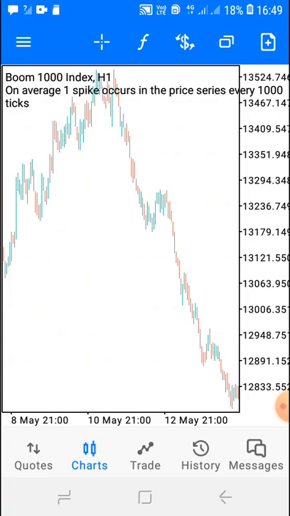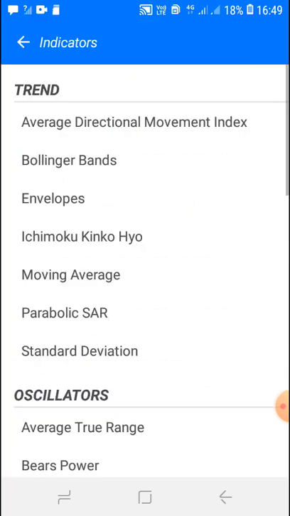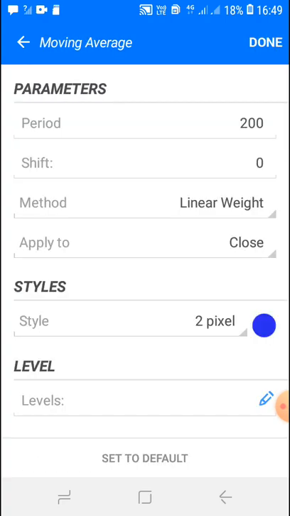So let's get started. The first thing you want to do is, if you use this strategy, go to the 1 hour time frame and click on the F plus button. The first indicator that we're going to need for this strategy is our moving average. Now make sure that your parameters are like this. The period should be 200, shift zero, method linear weighted, apply to close, style 2 pixel blue.